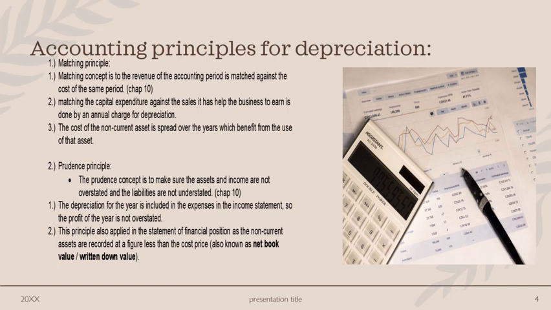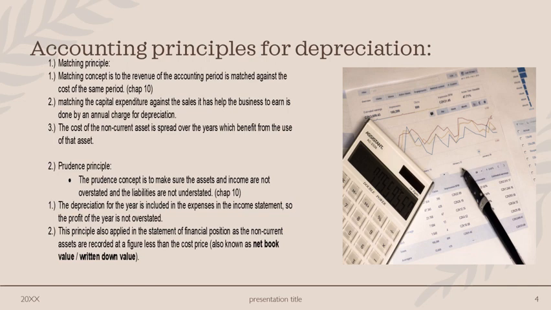Okay, the accounting principles that apply to depreciation are two of them: the matching principle and the prudence principle. We already covered the matching principle and the prudence principle in chapter 10. The matching concept is to match the revenue of the accounting period against the cost of the same period. It means that if you record your sales or your commission received for a 12-month figure within the accounting period, not accrual, not prepayment, then your expenses must be recorded accordingly for the 12-month period as well. Once you compare, the profit for the year will give a more true and fair view.